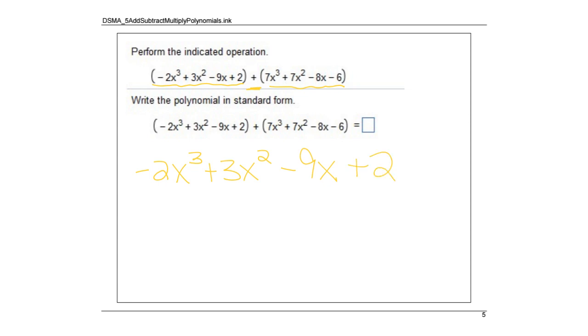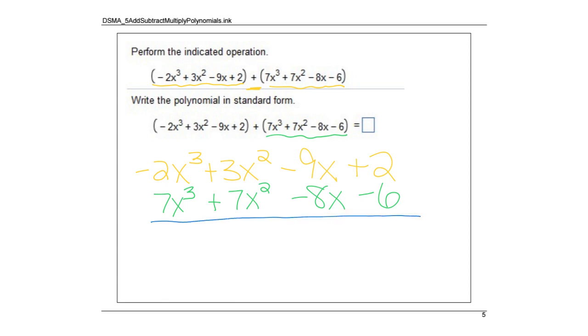And then underneath, I'm going to line up the like terms from the second polynomial. So the 7x to the third power would go with the negative 2x to the third power. They happen to be in order in this problem. They're not always. The 7x squared would go under the 3x squared, and so on. So now I have all of my like terms put together vertically, and I can just take care of the numbers that way. So I have a negative 2x to the third power plus 7x to the third power.